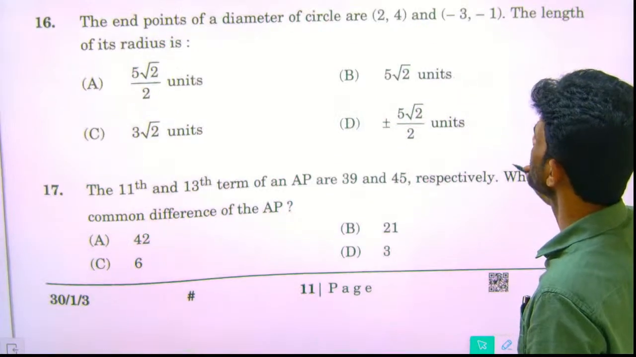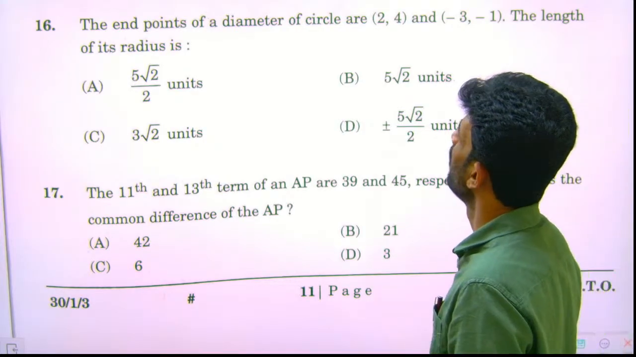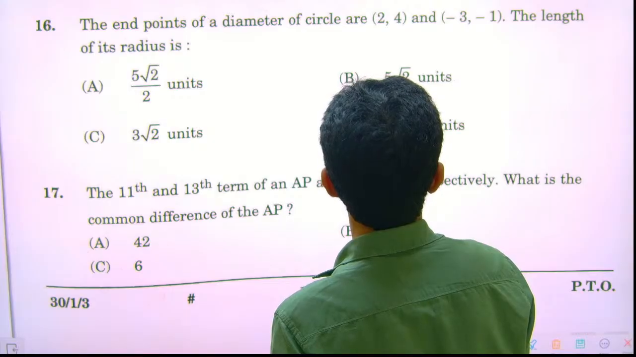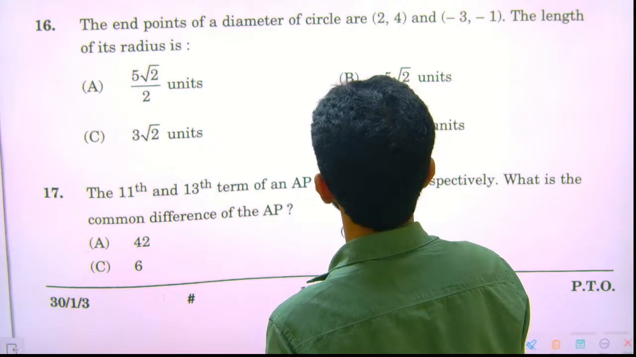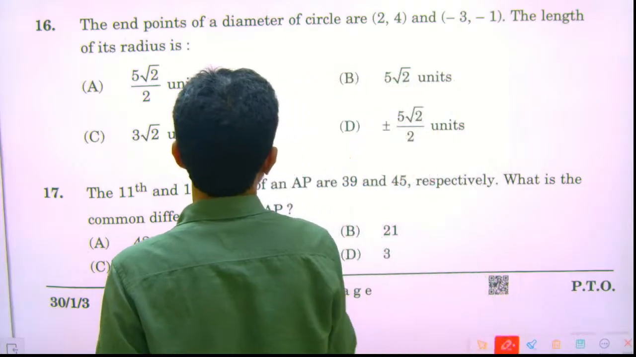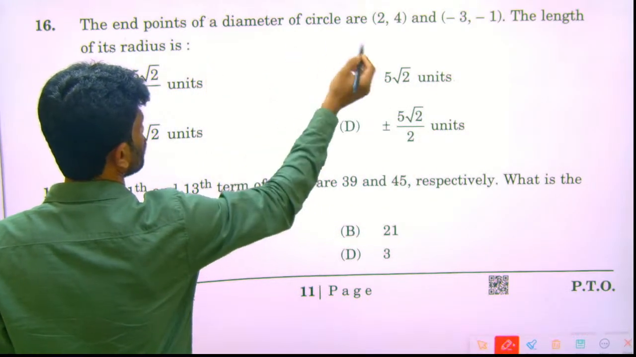Now question number 16. The end points of a diameter of a circle are (2, 4) and (minus 3, minus 1). Then the length of its radius is. So here the end points of the diameter are given. So we can find out the diameter first. What is the diameter? The distance between 2 points.